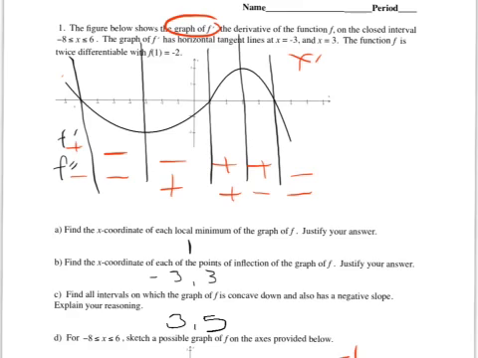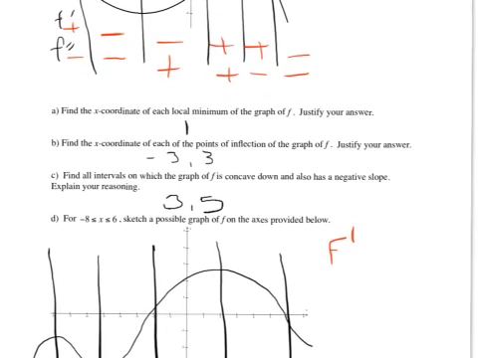For part C, it's asking find all intervals on which the graph is concaving down and has a negative slope, and explain your reasoning. So from 3 to 5, the slope is negative and is concaving down. So those are your 2 points of interval, 3 and 5. For part D, it's asking you to sketch a graph of -8 is less than or equal to x less than or equal to 6.